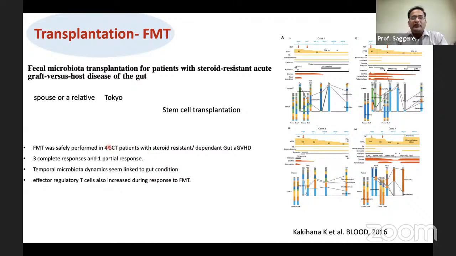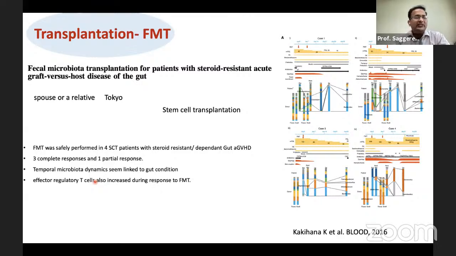And out of them, three were steroid resistant and one was steroid dependent. And three patients showed complete response after the single dose of FMT through the duodenum, gastroduodenal tube, and one had partial response with reduction in the diarrhea or bloody diarrhea levels and even the engraftment. And they also could look at the regulatory T cell response to FMT in this particular group of patients.